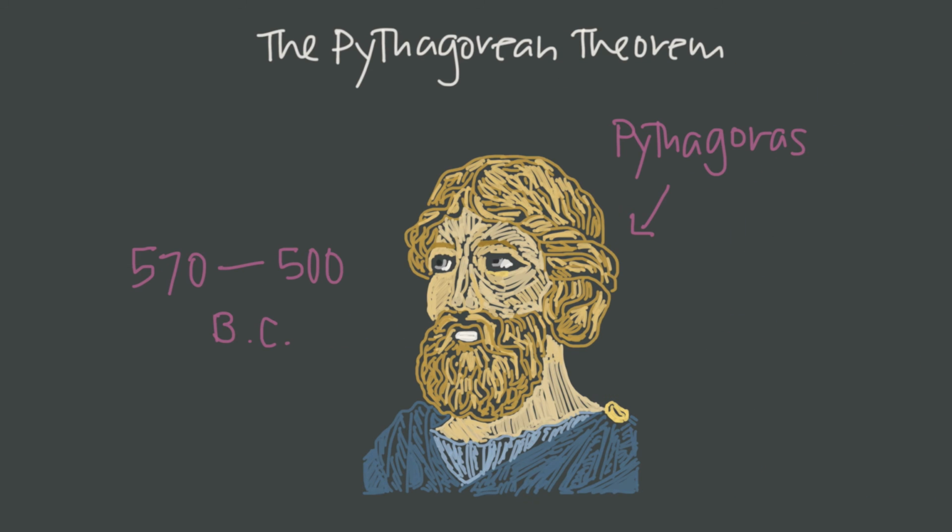Pythagoras was a Greek mathematician and philosopher who lived between about 570 and 500 BC, and he's actually thought to be the first person to write down the proof of the theorem, but people had knowledge of it and were using it long before Pythagoras lived, including the Babylonians as early as about 1900 BC or so.